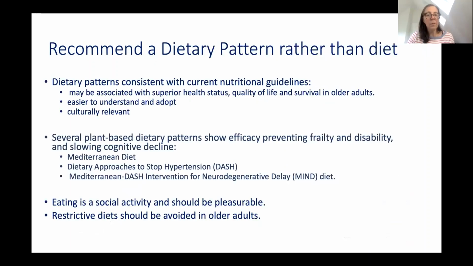And then the general trend these days is to recommend a dietary pattern rather than specific, like, eat this percentage. There is no macronutrient percentage that is key. Many different varieties of diets work, but in general, I recommend the Mediterranean diet in clinic, and it should be culturally sensitive. So I may not recommend the Mediterranean diet to everyone, but then I'm talking about a plant-based diet in general. It's easier for people to follow. Eating is social. It should be pleasurable, and restrictive diets in general should be avoided in older adults because you don't really want to limit food intake too much, right?